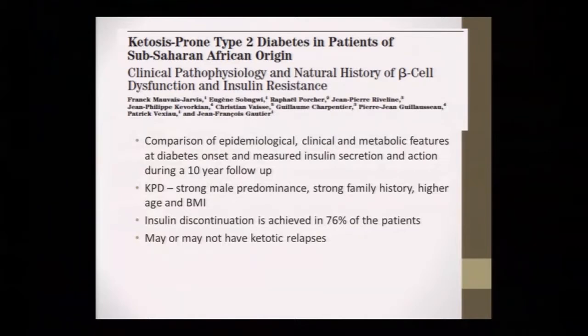Later on, they measured it, and they figured out that the ketosis-prone diabetics had more males, a strong family history, and a higher age and BMI. But what was cool is that they were able to discontinue insulin in 76% of those patients. They may or may not have ketotic relapses, but the relapses were associated with more frequent episodes of hyperglycemia. So pretty much if you weren't controlled, you would have a higher rate of ketotic relapses.